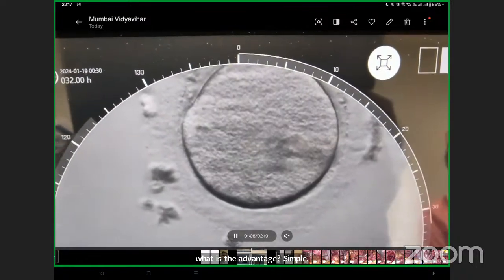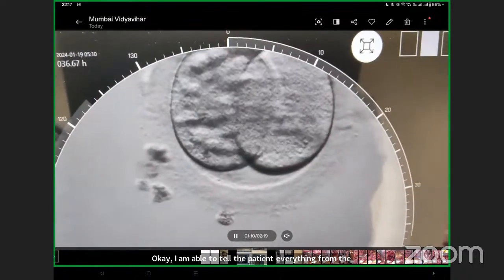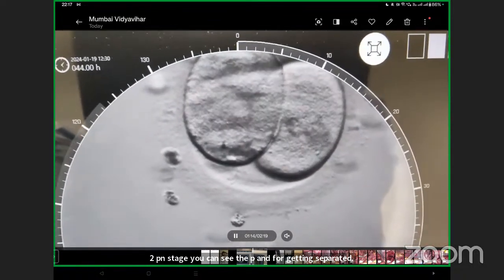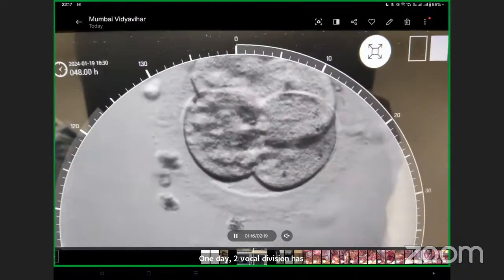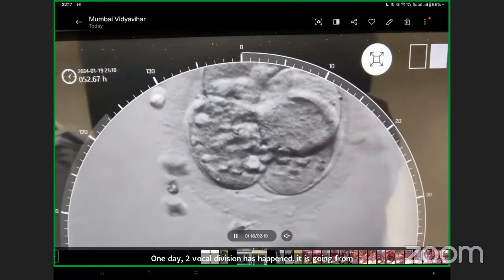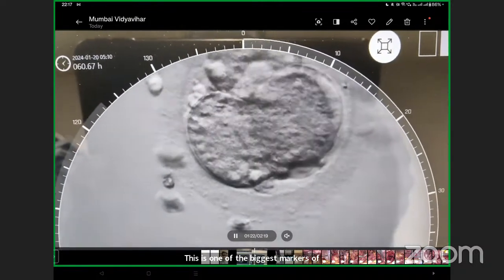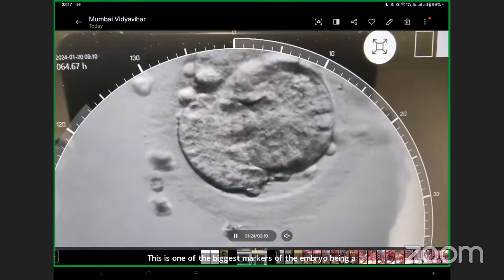You can see the PNs are getting separated, equivocal division. Once the equivocal division has happened, it is going from 2 cell to 4 cell at a particular time. Again, equal division, no fragmentation. This is one of the biggest markers of the embryo being a euploid embryo, matching the first 2 timelines.